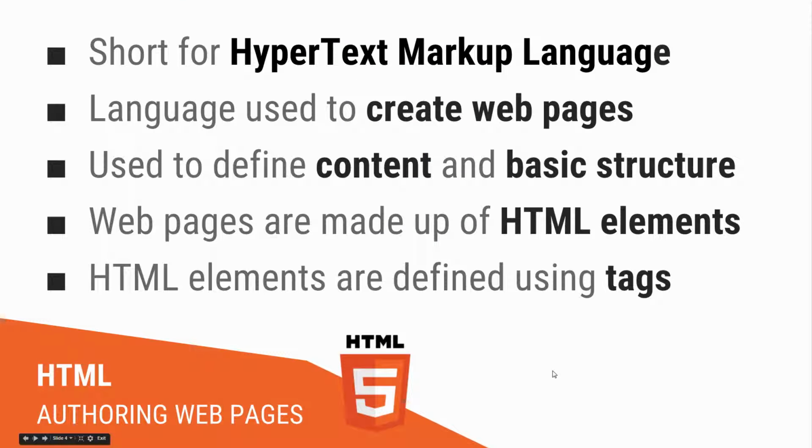When it comes to web development, there's 3 really important technologies to know. The first is HTML. HTML is used to author your web pages. It defines the structure and contents of the pages that you want people to interact with. Web pages are made up of HTML elements. And by elements, I mean paragraphs, images, links, videos.